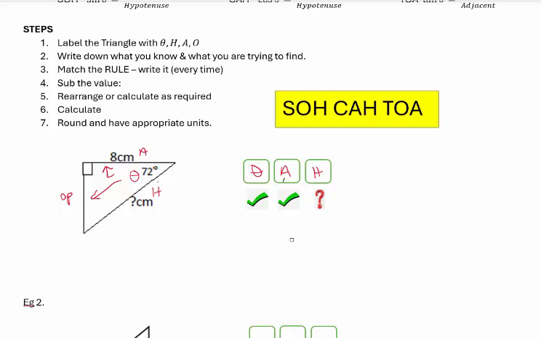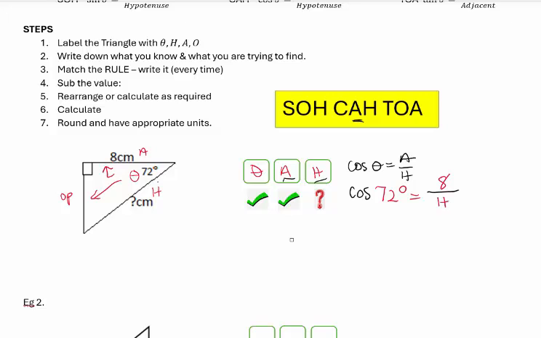So that matches with cos theta, so cos theta equals adjacent over hypotenuse. Write the rule every time. Now I'm going to sub the value. So sub the value: cos 72 degrees equals adjacent, which is 8, over the hypotenuse, which is what I'm trying to find.